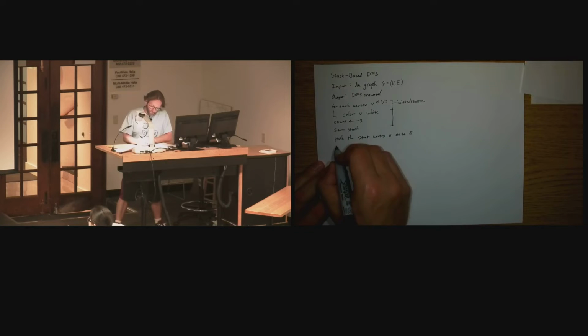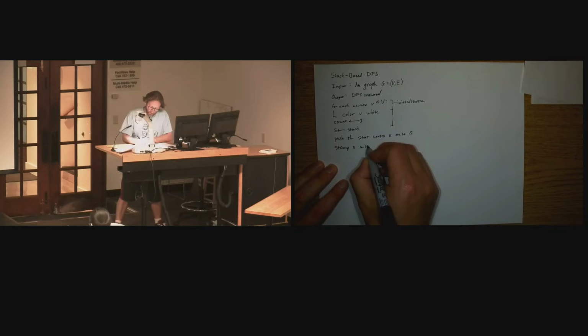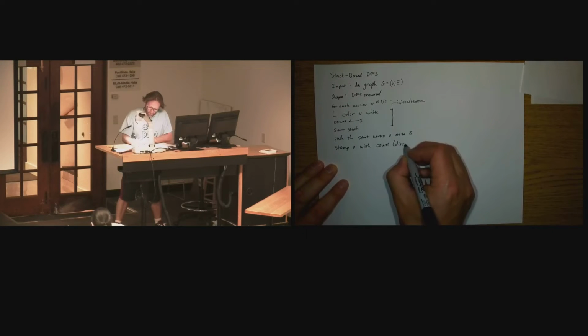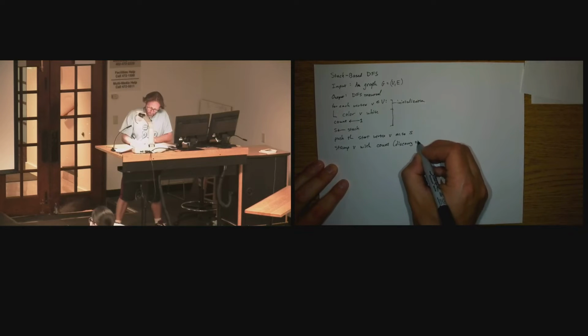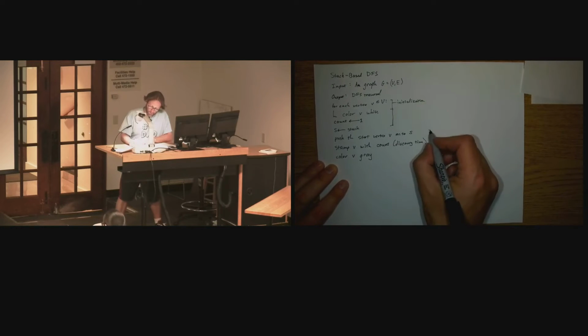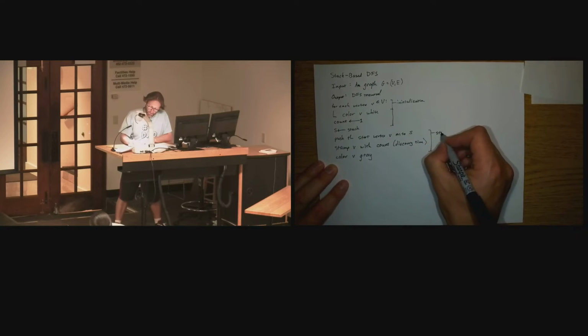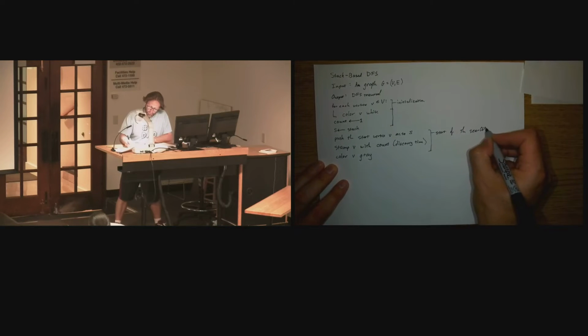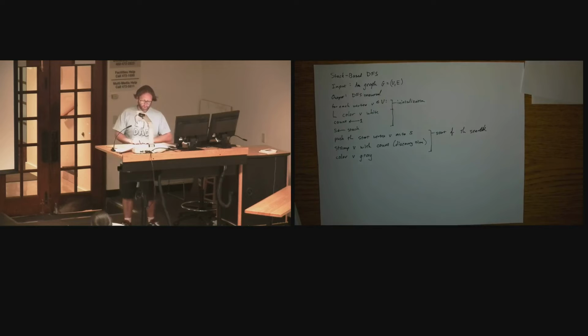We'll color it. We'll stamp v with count. This is the discovery time. And we'll color v gray. All right. So this is the start of the search.